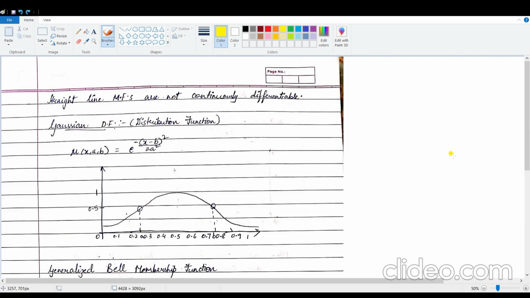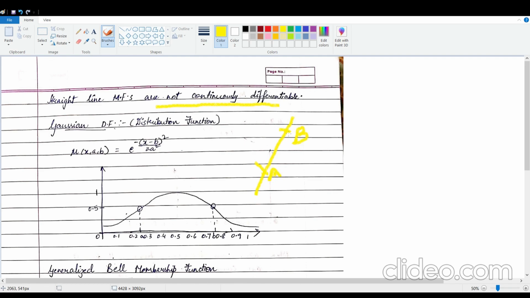Straight line membership functions are not always useful. The reason being they're not continuously differentiable. So what do I mean by that? If you look at a straight line like this, if you try to measure the slope at this point, let us say this point is A, and let us look at another point called B, if you take the slope at this point and then this point, the slopes would both be the same ones.